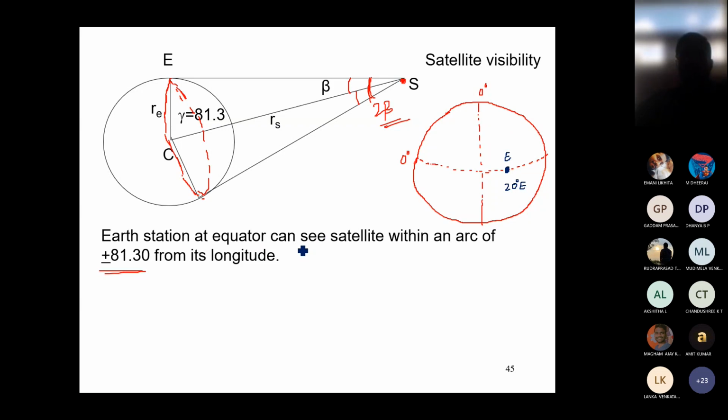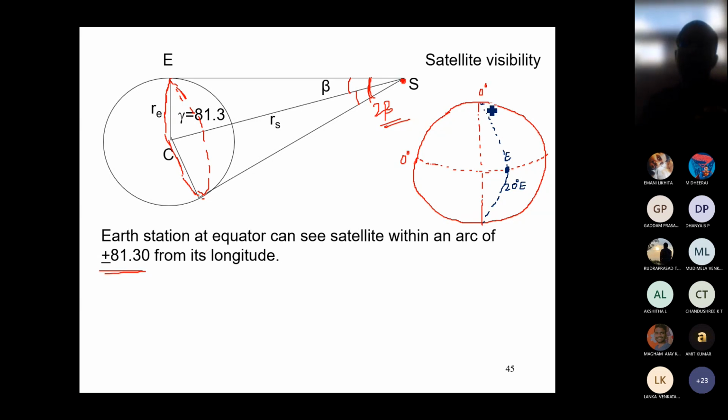It is at equator and can see a satellite within an arc of plus or minus 81.3 degree from the longitude. As I have said, this longitude is your 20-degree east longitude. So plus or minus 81.3. What is plus 81.3? 20 plus 81.3 is how much? 101.3. So we have to draw the 101.3 degree longitude.